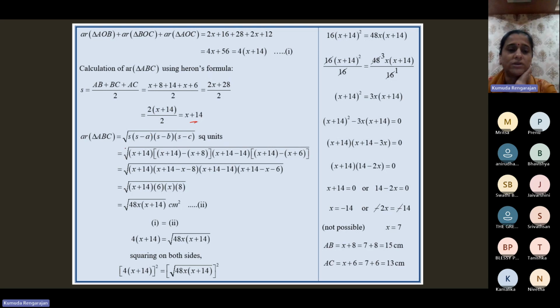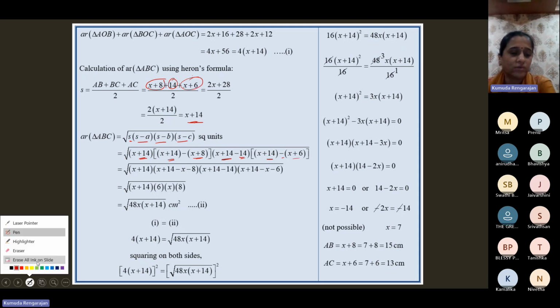Now what's the formula to find area? Square root of s into s minus a into s minus b into s minus c. So square root of s, x plus 14, into s minus a, x plus 14 minus a. This is a. Into x plus 14, s minus b, this is b, s minus c, this is c.